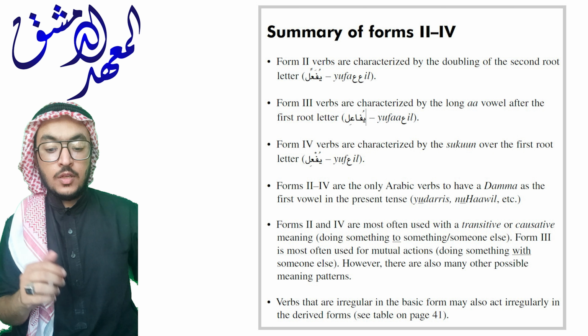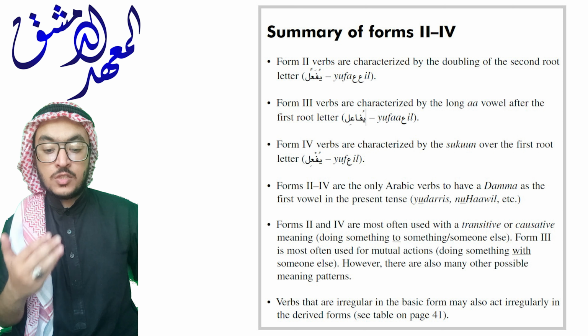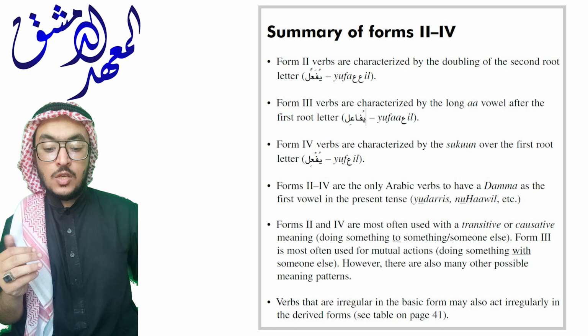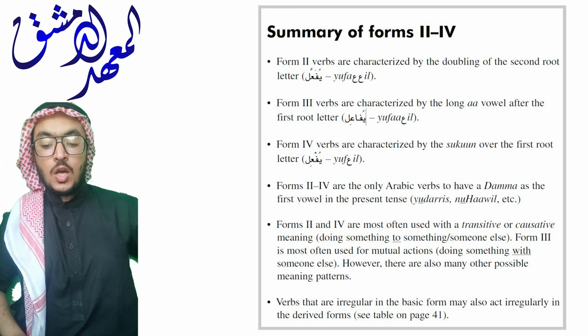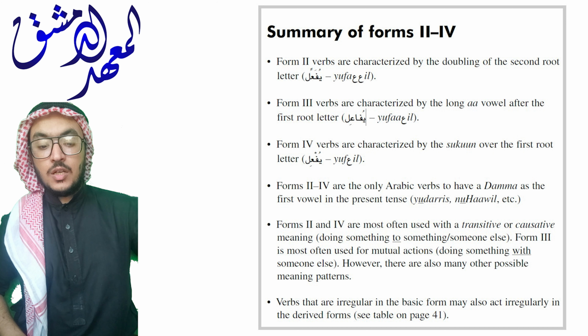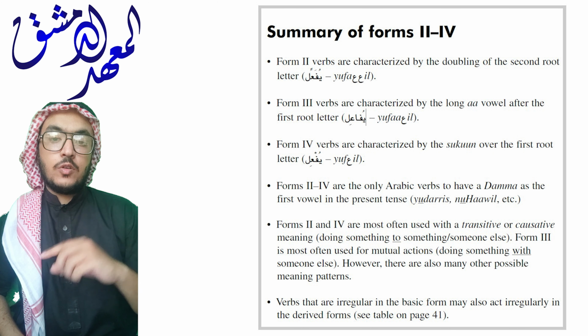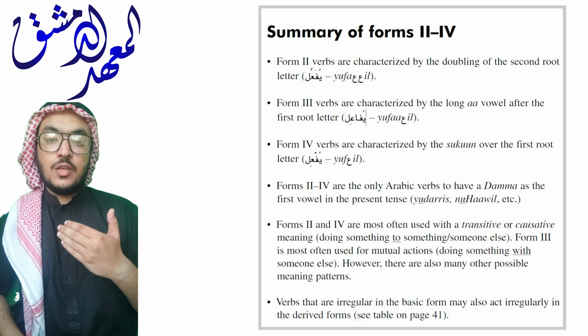Yudarris, nuhawil. Form 2 and 4 are most often used with transitive or causative meaning, doing something or doing something with someone else. Form 3 is often used for mutual connections, doing something with someone else. However, there are many other possible meaning patterns as well. Verbs that are irregular in the basic form may also act irregularly in their derived forms too. For more information, always refer to the previous videos as well.